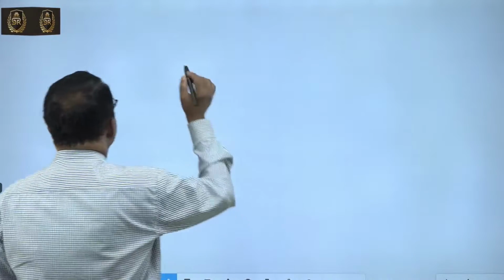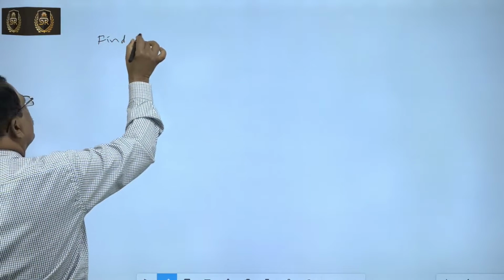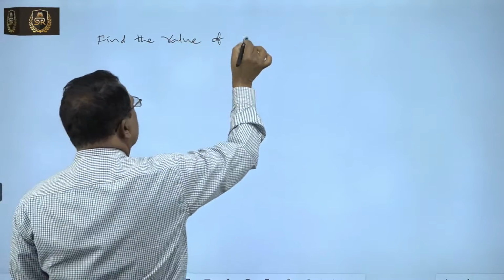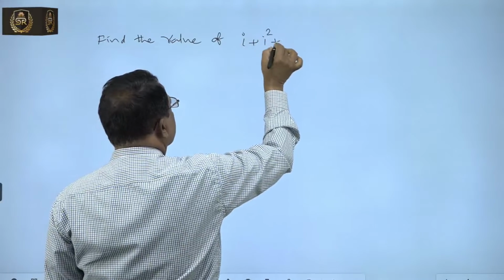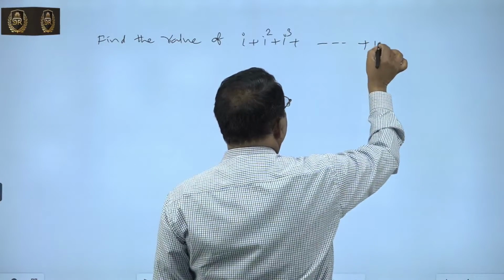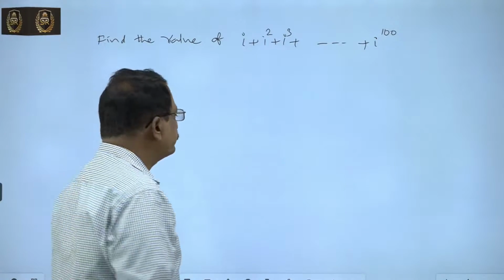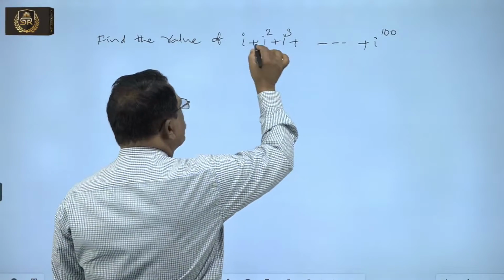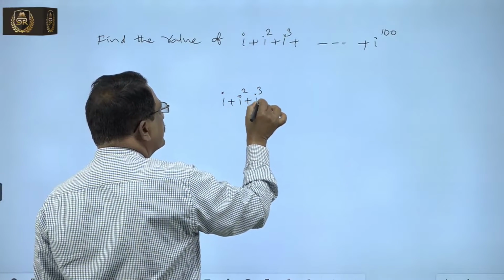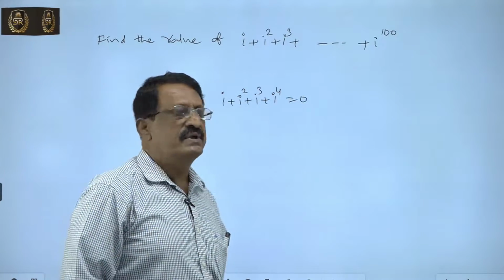For example, find the value of i plus i square plus i cube plus up to i to the power of 100. Now see, if i plus i square plus i cube plus i to the power of 4, it is equal to 0.